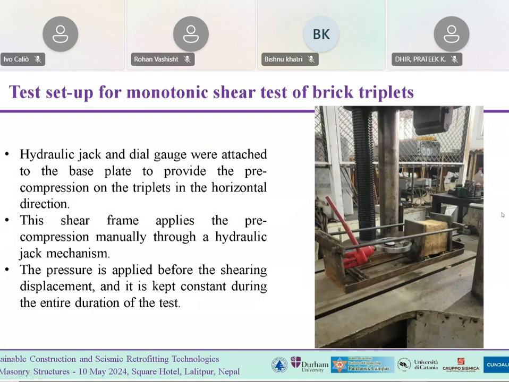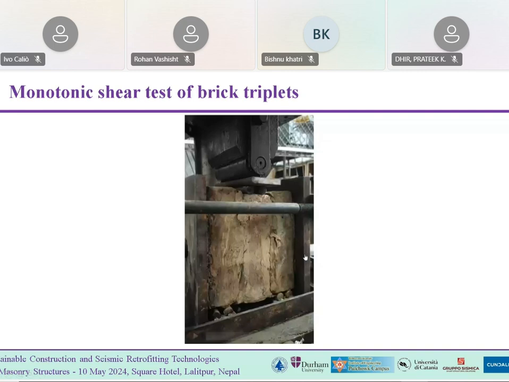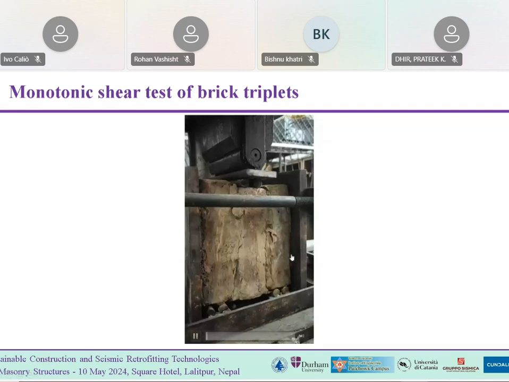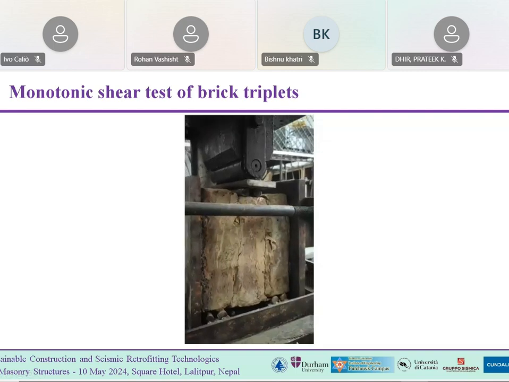Next, just can you click on the... So we have a video of the test that we performed in the lab.